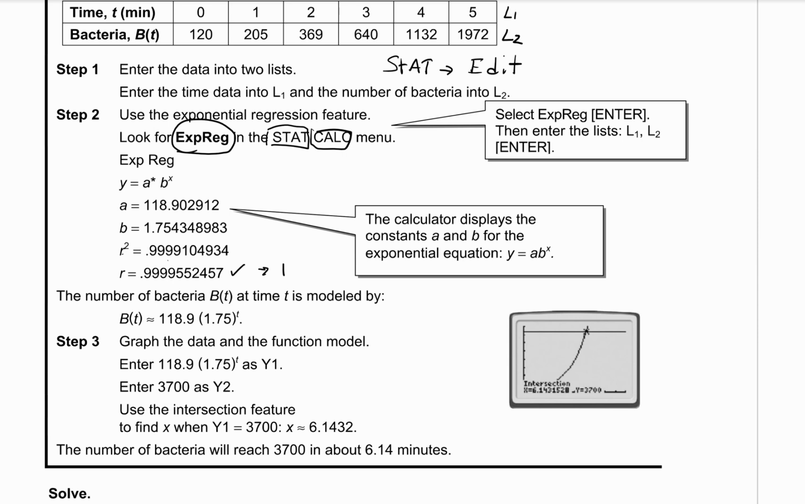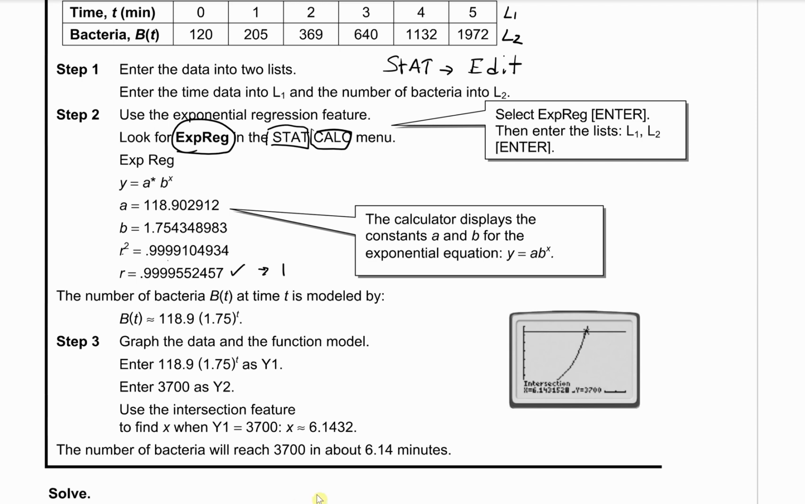So the number of bacteria based on this table can be modeled by this function here. So it grows by about 75% every time period. So now if I want to figure out what they want to know, oh yeah, when is it going to be up to 3,700? You can do that trace function, and you can follow these directions, and you can figure that out. It'll take about 6.17 minutes.